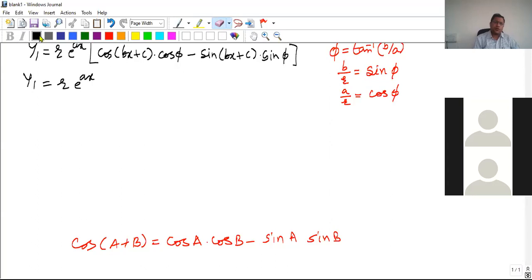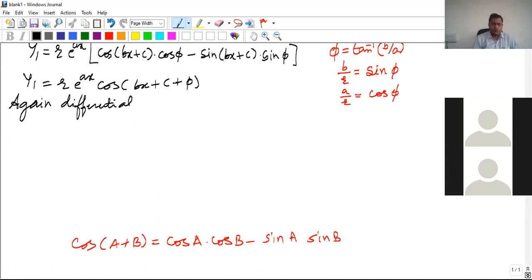So we can write this as cos of bx plus c plus phi. Okay, this we got as y1. What I can do is I can again differentiate this. So again differentiating the above equation, okay.